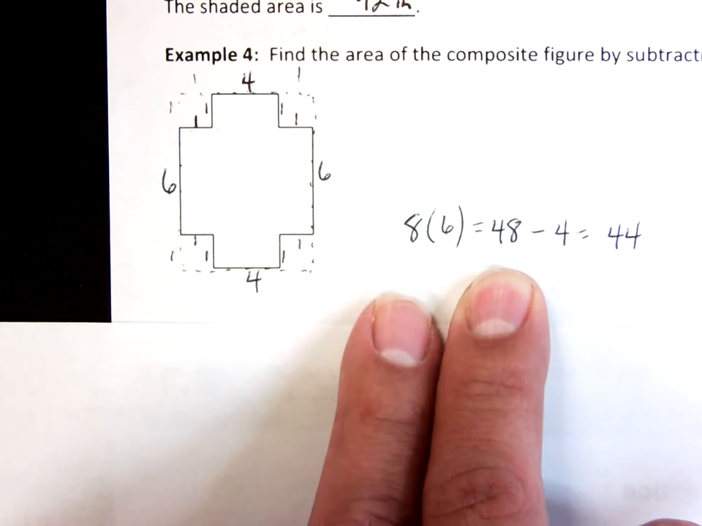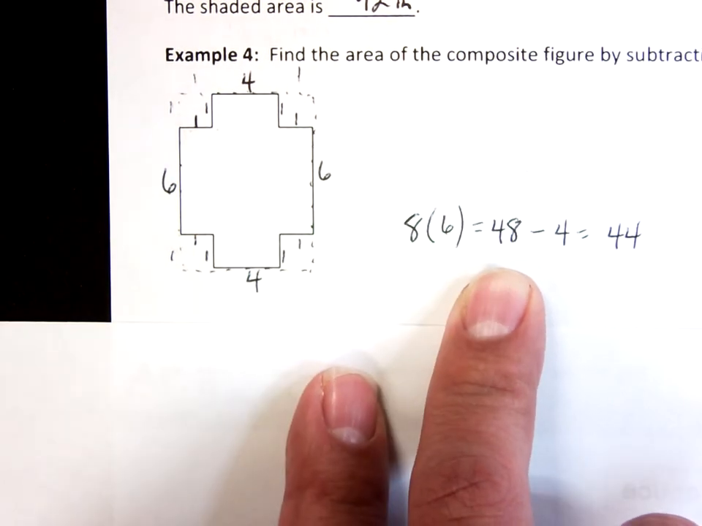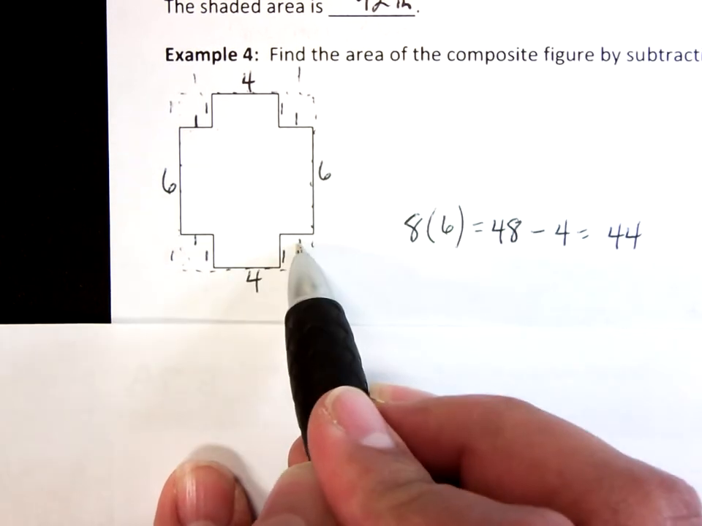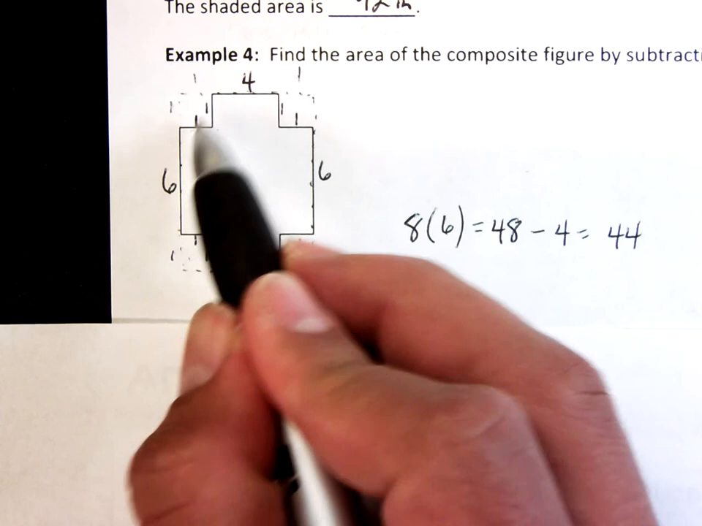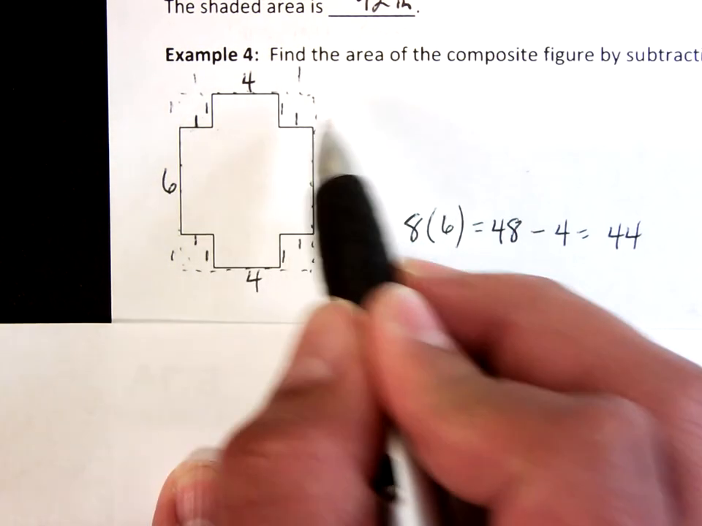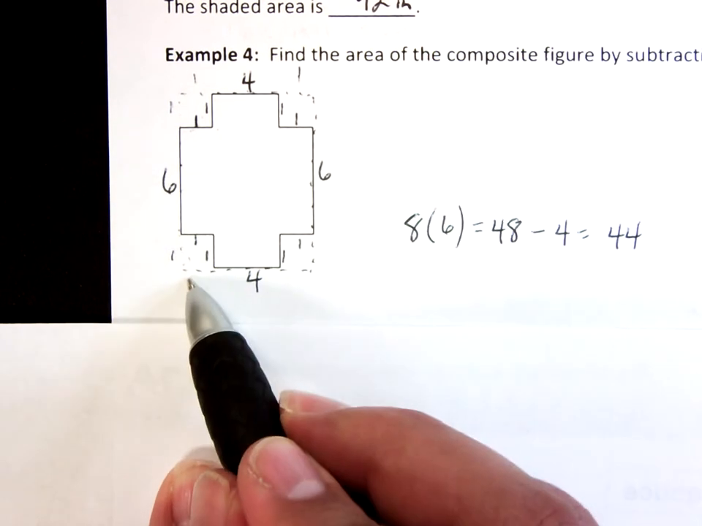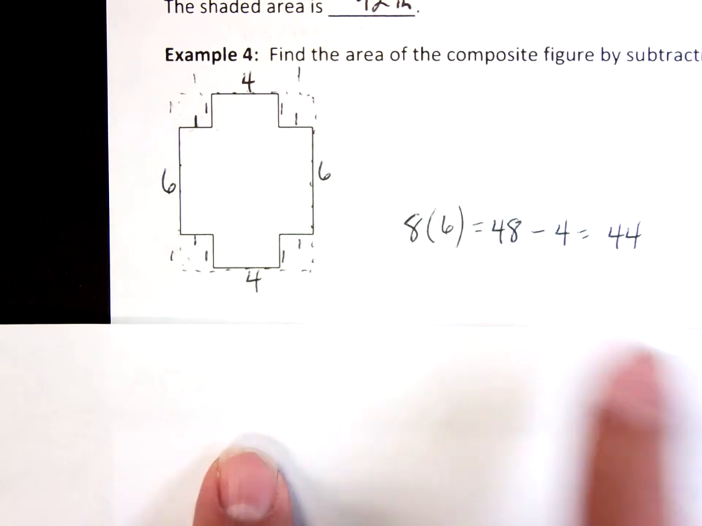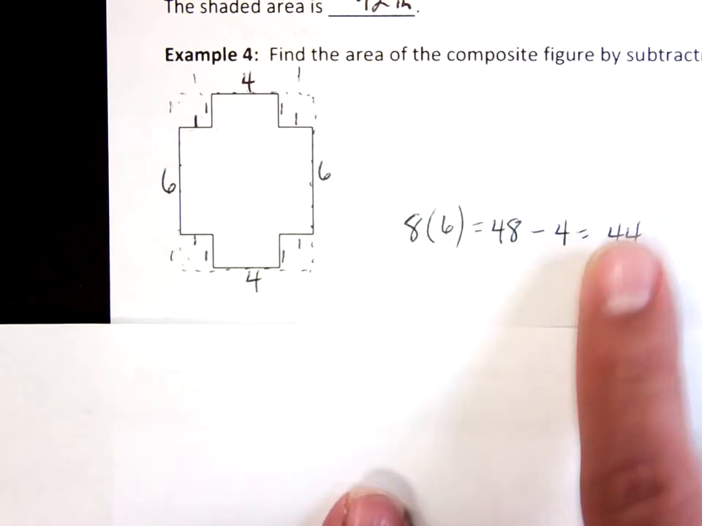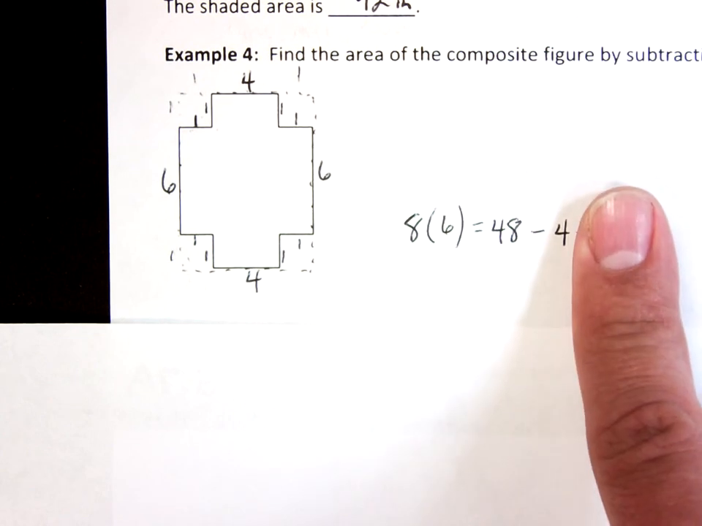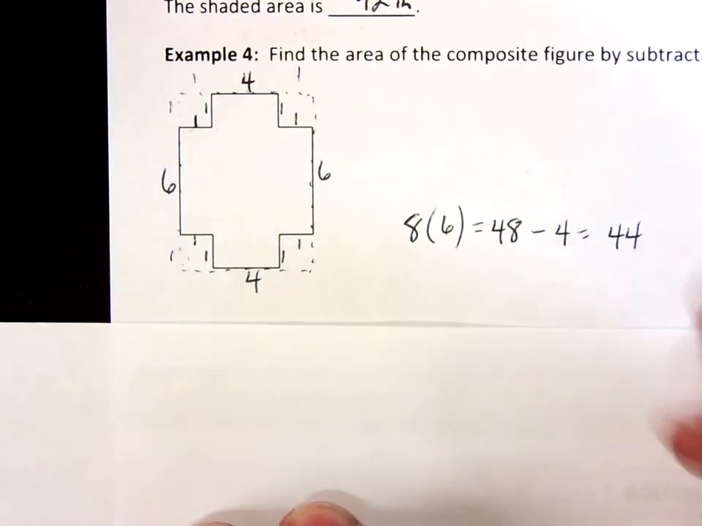Again, that's the area of the whole rectangle. But I then have to subtract the area of each one of these little squares, these little holes. Each one of these holes is 1 by 1. So the area of this square is 1, this hole is 1, this one is 1, this one is 1. So I have 4 squares of an area of 1. So that's an area of 4. So that's the area of the whole rectangle minus the area of the 4 holes, and I get 44, I guess I should call it units squared.